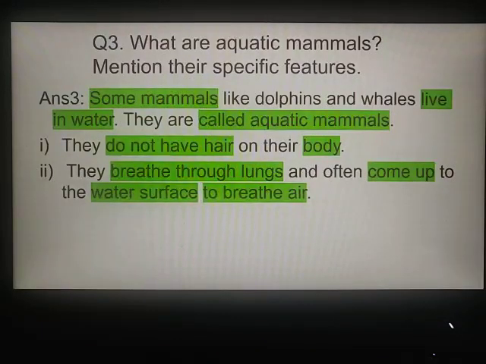So the specific features of aquatic mammals are: first is they do not have hair on their body, and second is they breathe through lungs and give birth to young ones.